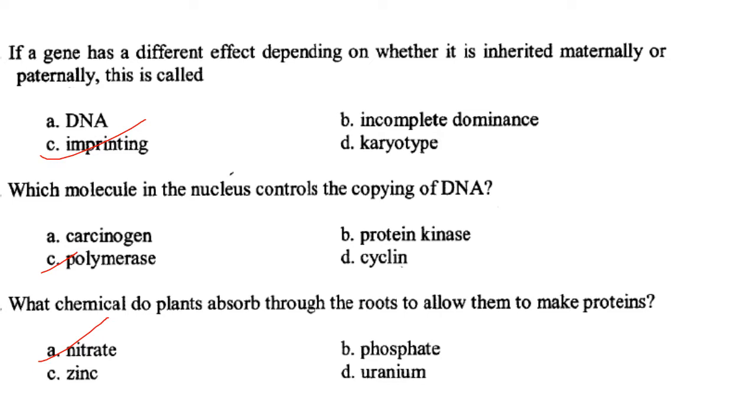Then what chemicals do plant absorb through the roots to allow them to make proteins? So they are nitrates that the plants absorb through the root to make proteins. So nitrates are taken into the plant through the roots, then they are pulled up into the plant where they are converted into 20 different kinds of amino acids. So answer is option A, that is nitrate.